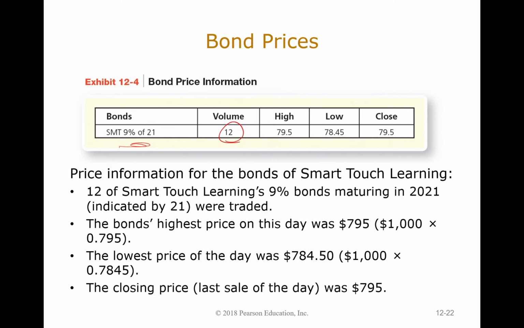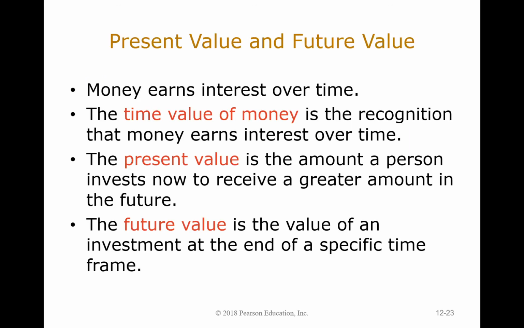The highest price on this day is 79.5, which means we're looking at basically 79.5% of the face value of the bond. The low being 78.45, we're looking at that based on 78.45% of the face value of the bond was the low price, and what it closed at is just the last trading price of the day.